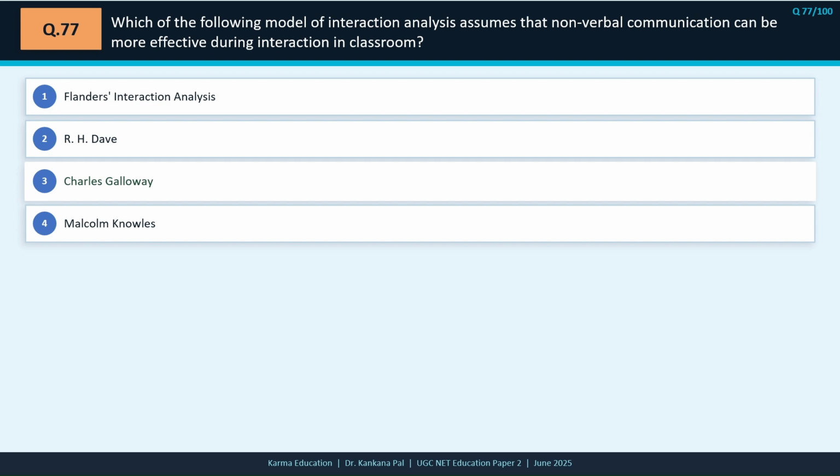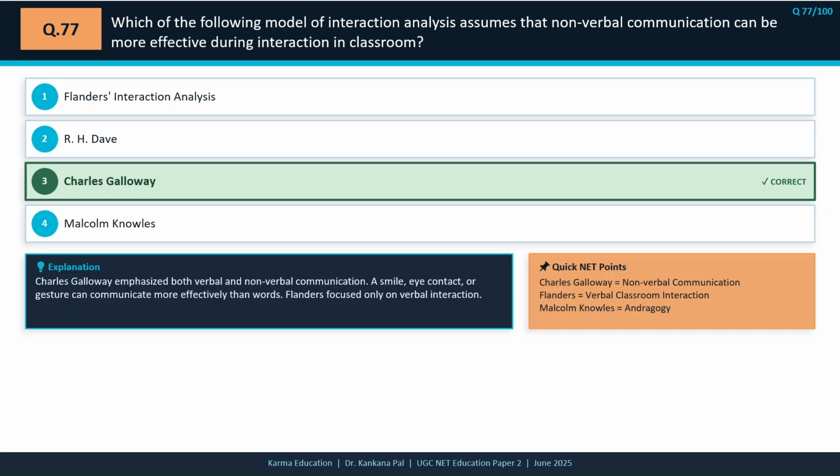interaction in classroom? Option 1, Flanders Interaction Analysis. Option 2, R.H. Dave. Option 3, Charles Galloway. Option 4, Malcolm Knowles. Take a few seconds and think about your answer. Alright, the correct answer is option 3, Charles Galloway.